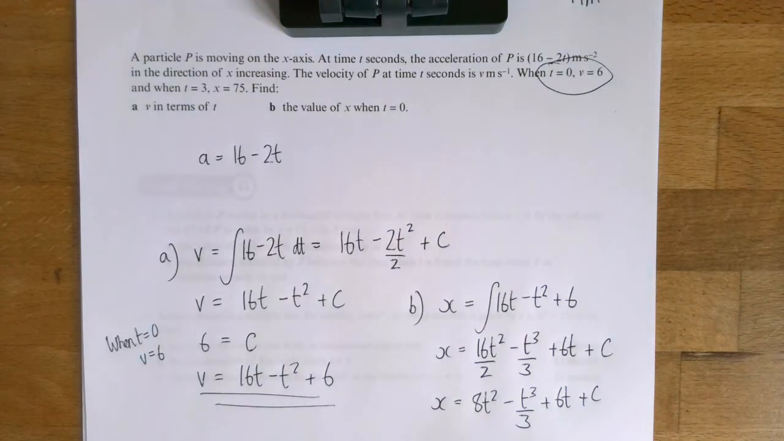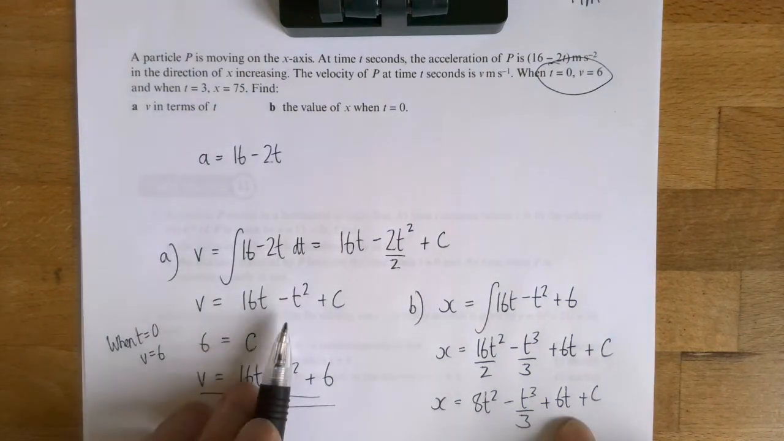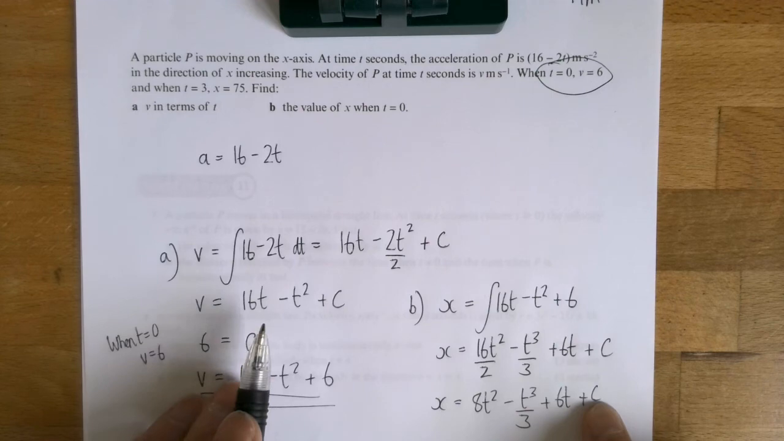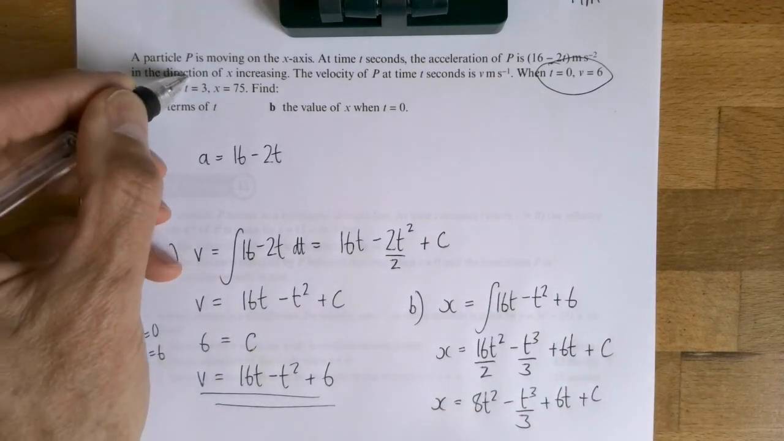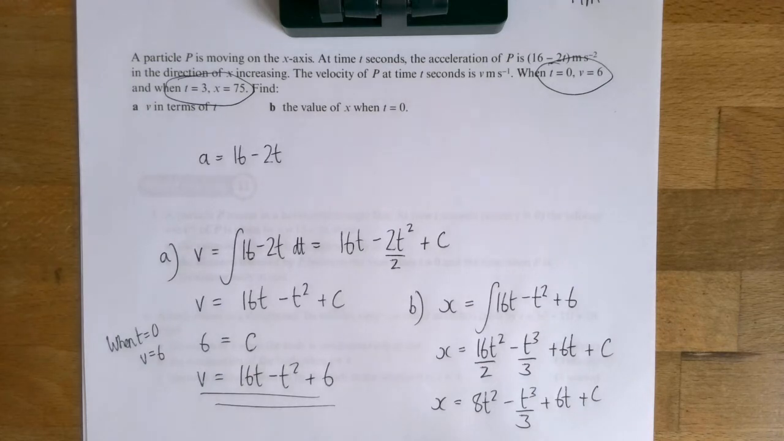Running out of space, but got the same problem I had here. Need to get rid of the c. If only we had a value of x and a value of t that went together. Bingo. So can I get you to substitute in x is 75 and t is 3 and tell me what the value of c is, and then see if you can therefore finish off part B.